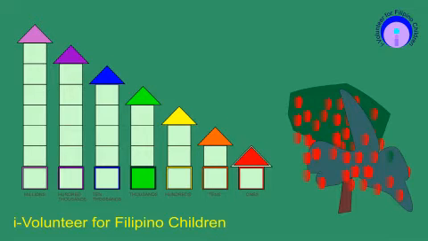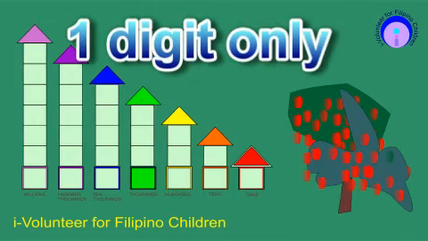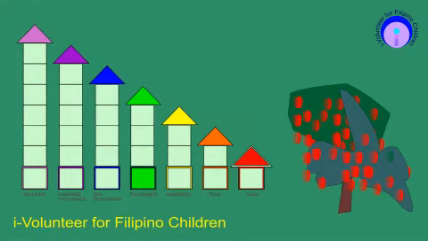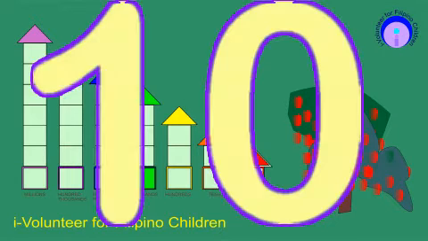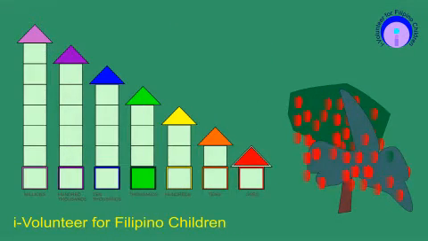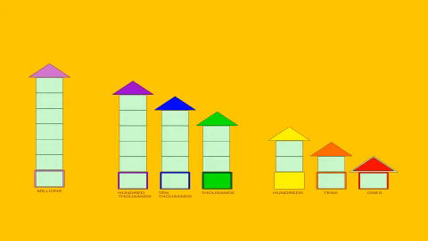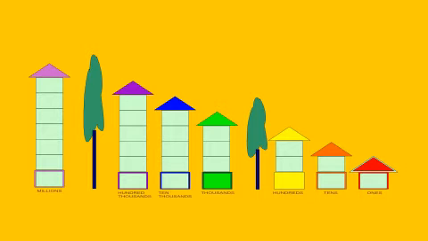Please take note that for every house, it allows only one digit. That means it can accommodate 0 to 9. As a rule, 10 is not allowed to enter the house. For you to understand place values faster and easier, I will separate every 3 houses and plant a tree. They'll look more beautiful. Don't you like them, kids?